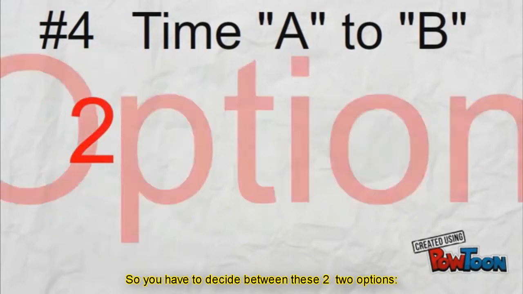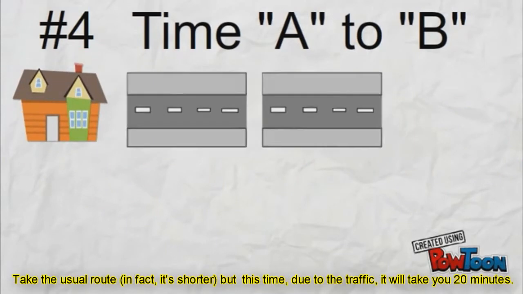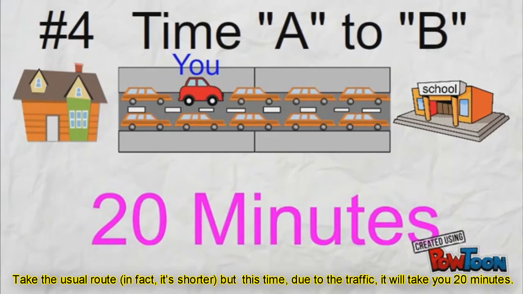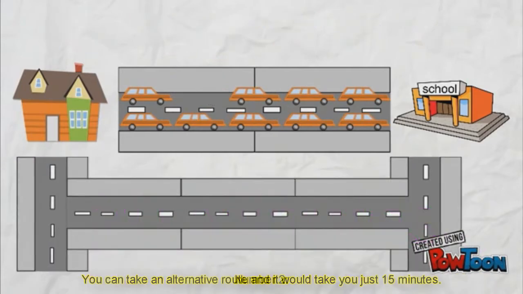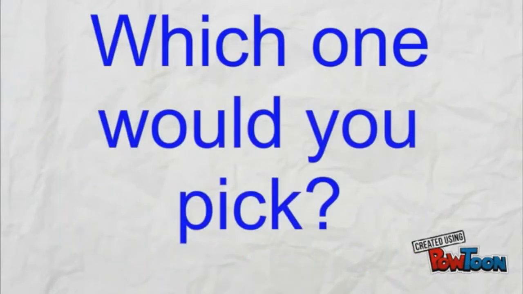So you have to decide between these 2 options. Number 1. Take the usual route. In fact, it's shorter, but this time, due to the traffic, it will take you 20 minutes. Number 2. You can take an alternative route and it will take you just 15 minutes. Which one would you pick?